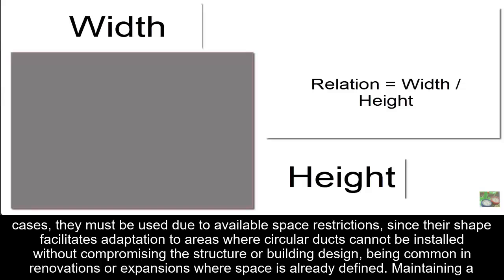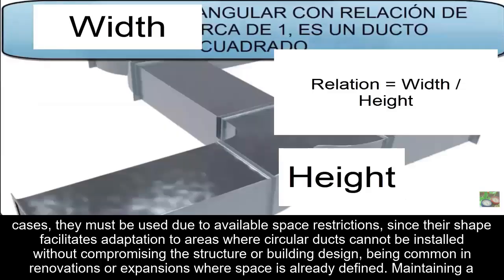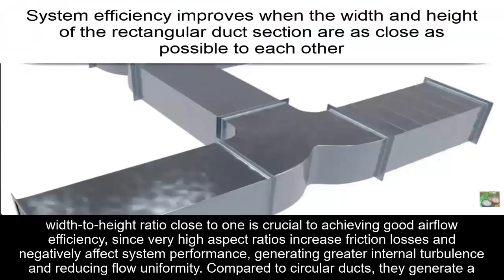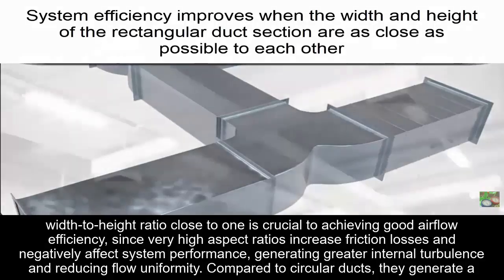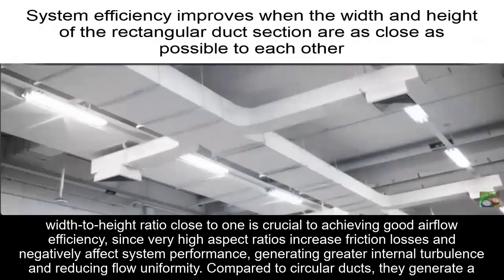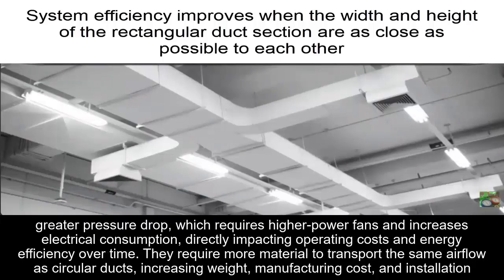Maintaining a width-to-height ratio close to 1 is crucial to achieving good airflow efficiency, since very high aspect ratios increase friction losses and negatively affect system performance, generating greater internal turbulence and reducing flow uniformity. Compared to circular ducts, they generate a greater pressure drop, which requires higher fan power and increases electrical consumption, directly impacting operating costs and energy efficiency over time.